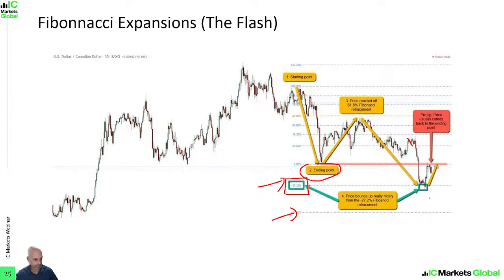profit level here. Now typically, if price does not continue to drop lower and it reverses from the negative 27.2%, price typically returns to the breakout level here, which is at point 2. All right, so do take note of that. Of course, this doesn't mean it's going to happen every single time, but typically this is what usually happens, right?